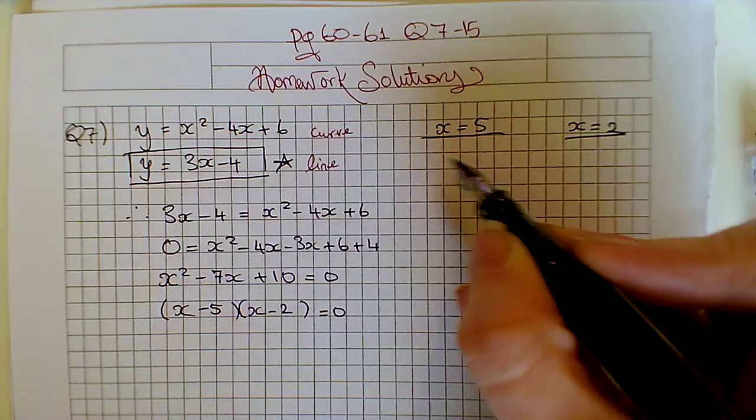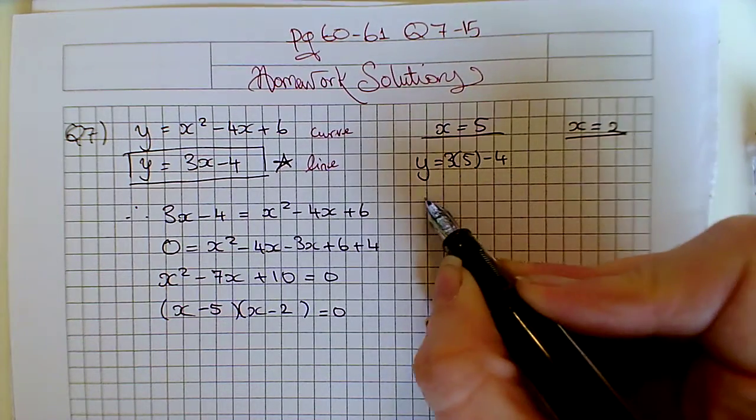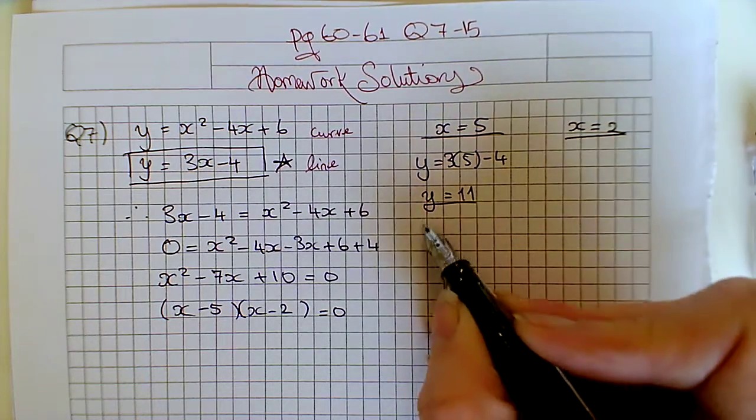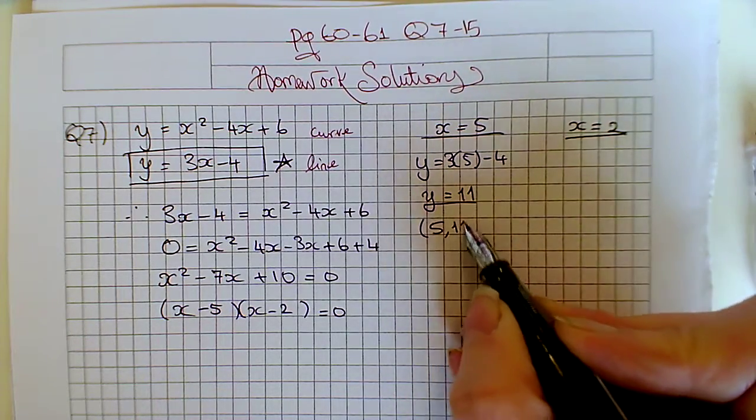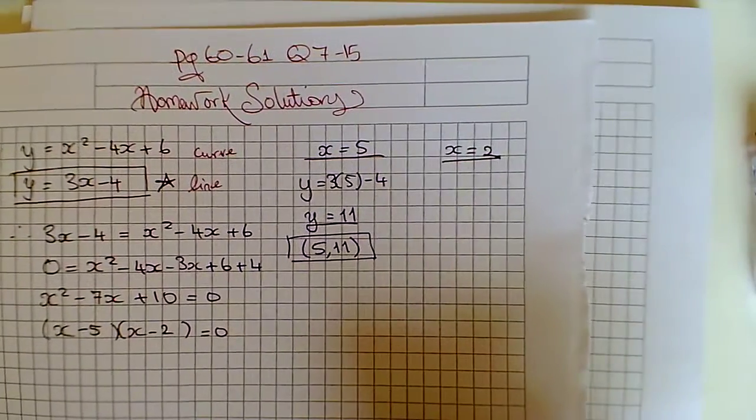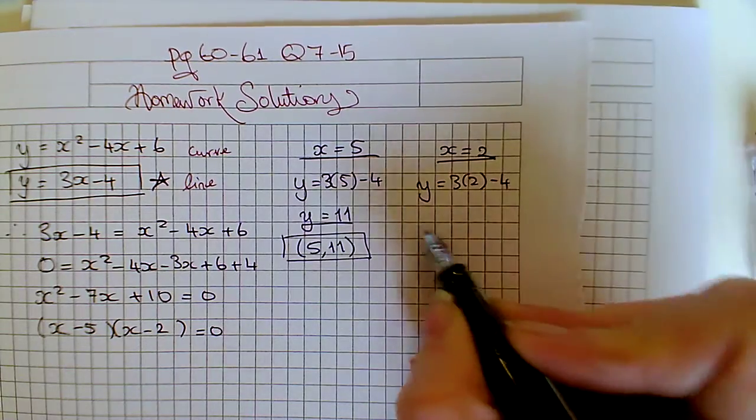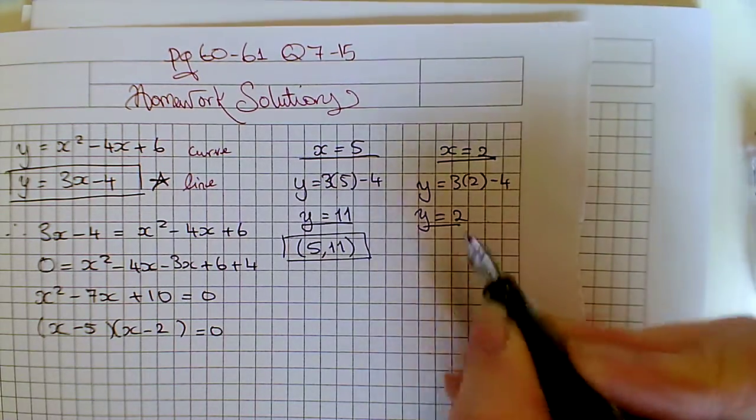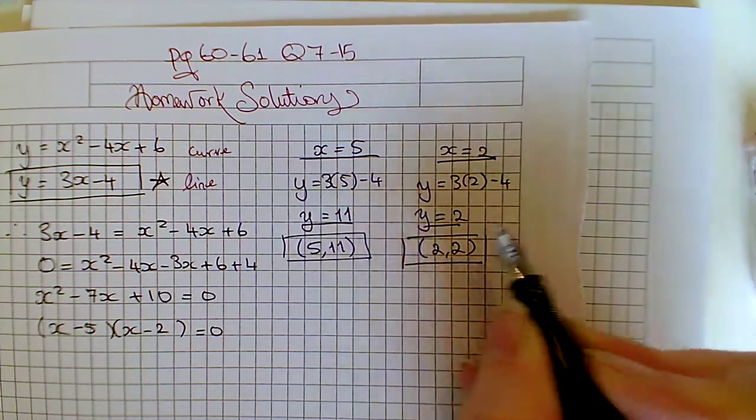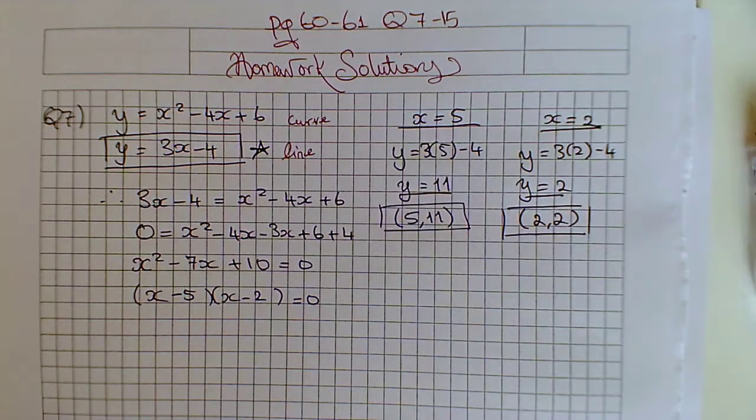When x is equal to 5, y is equal to 3 by 5 minus 4, so y is equal to 11, and we have the point (5, 11). When x is equal to 2, y is equal to 3 by 2 minus 4, so y is equal to 2, and we have the point (2, 2). So that line and curve intersect at the points (5, 11) and (2, 2).